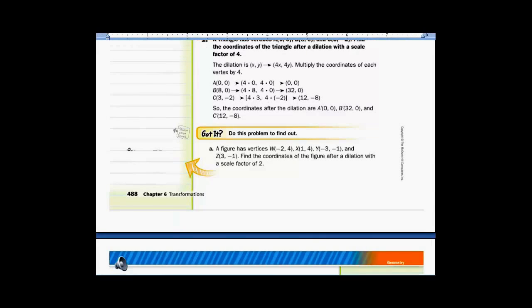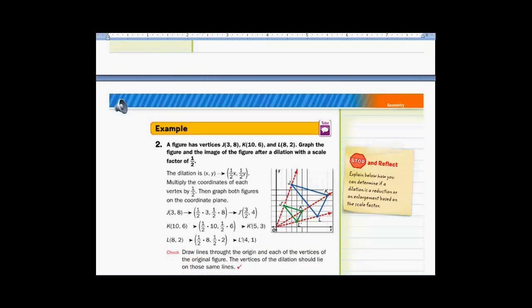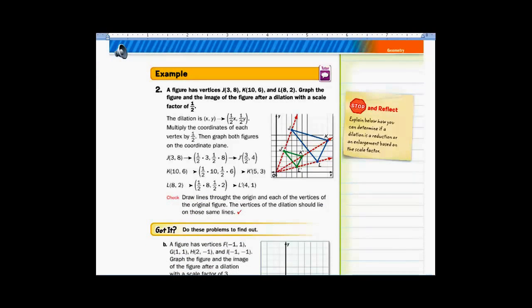In the next example, the scale factor is 1/2. So basically, each of the numbers in the original image is going to be 1/2 of that amount. In this one, here's J, K, and L. Graph the original figure, which is what they've got right here in the blue, J, K, and L, and the image of the figure after a dilation with a scale factor of 1/2.